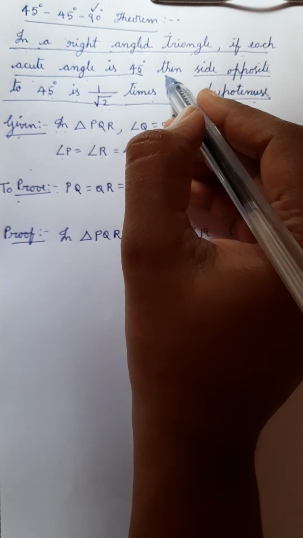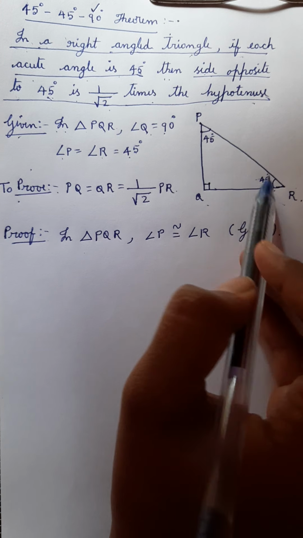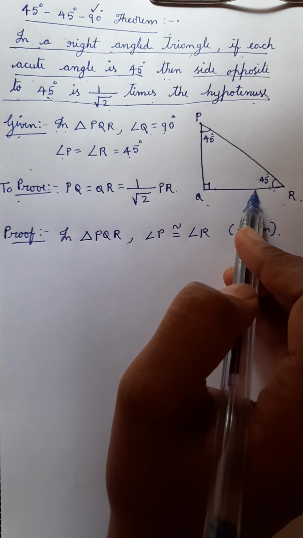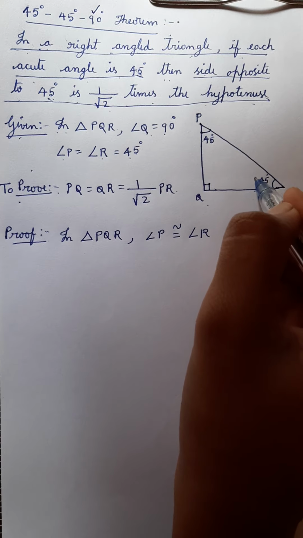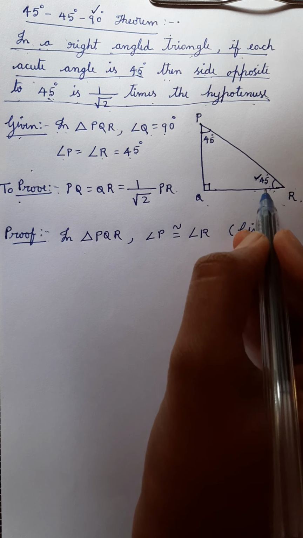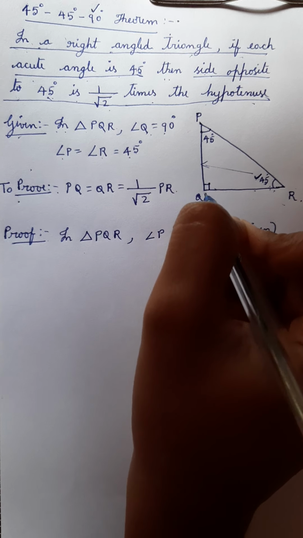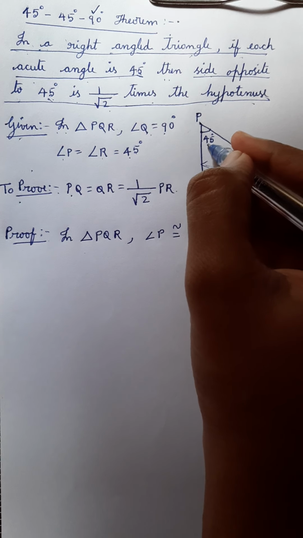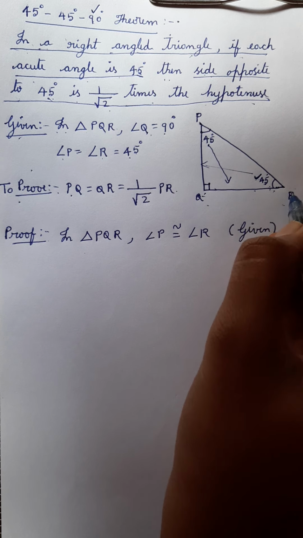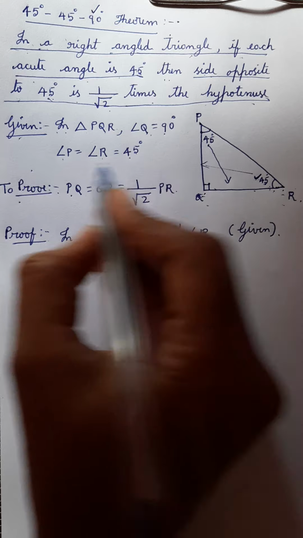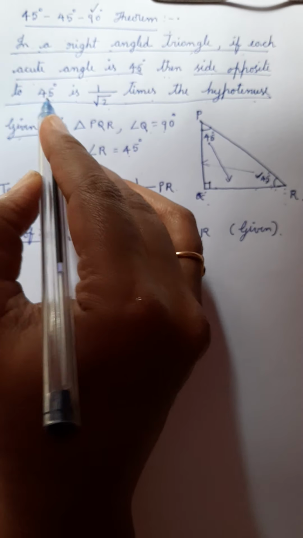And then the side opposite to 45 degrees. Here we have two angles of 45 degrees, so we will get two sides opposite to 45 degrees. The first one is this 45 degree angle; the side opposite to it is PQ. Another 45 degree angle is this one, and the side opposite to it is QR. So PQ is equal to QR, the sides opposite to 45 degrees.